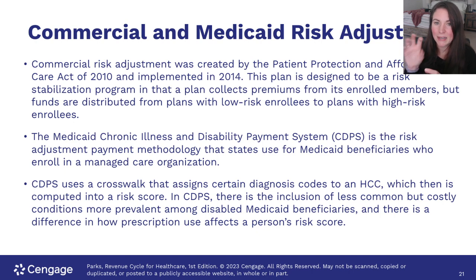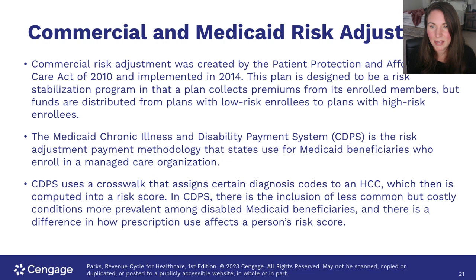So if Plan A has an average risk score of 1, I'm just making this number up, and then Plan C has an average risk score of 3, okay? The Plan A with the lower risk score than average is going to pay an extra fee. Whereas Plan C with a risk score of 3, a higher risk score than average, they're going to get extra money. Okay, so the plan with the lower risk enrollees will help pay for the plan with the higher risk enrollees. Okay.